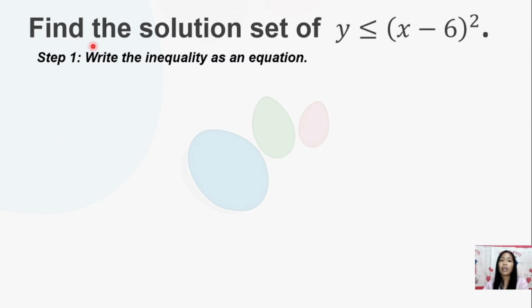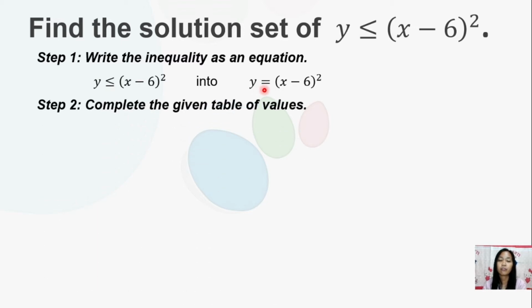Okay, next we have y is less than or equal to the square of x minus 6. So the first step is for us to write the inequality as an equation. Therefore, we have y is less than or equal to the square of x minus 6 into y is equal to the square of x minus 6. So we change the inequality symbol less than or equal into an equal sign. Second step is for us to complete the given table of values.